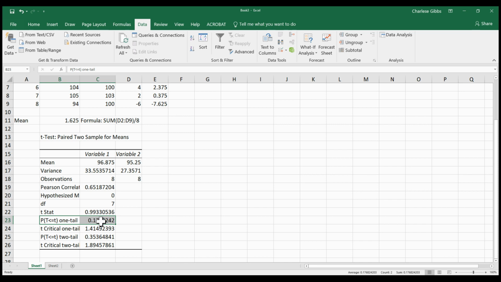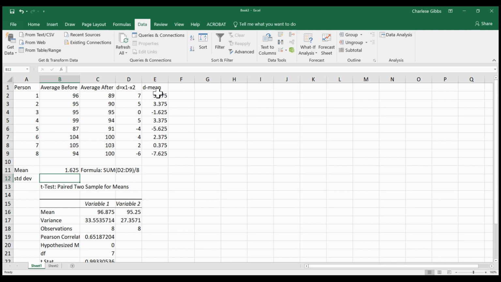For standard deviation, if they ask you for standard deviation, I'm not sure if they do or not from your homework, but for standard deviation, so I'm doing this with one hand again. Standard deviation is the sum of your D minus your mean squared divided by n minus 1.